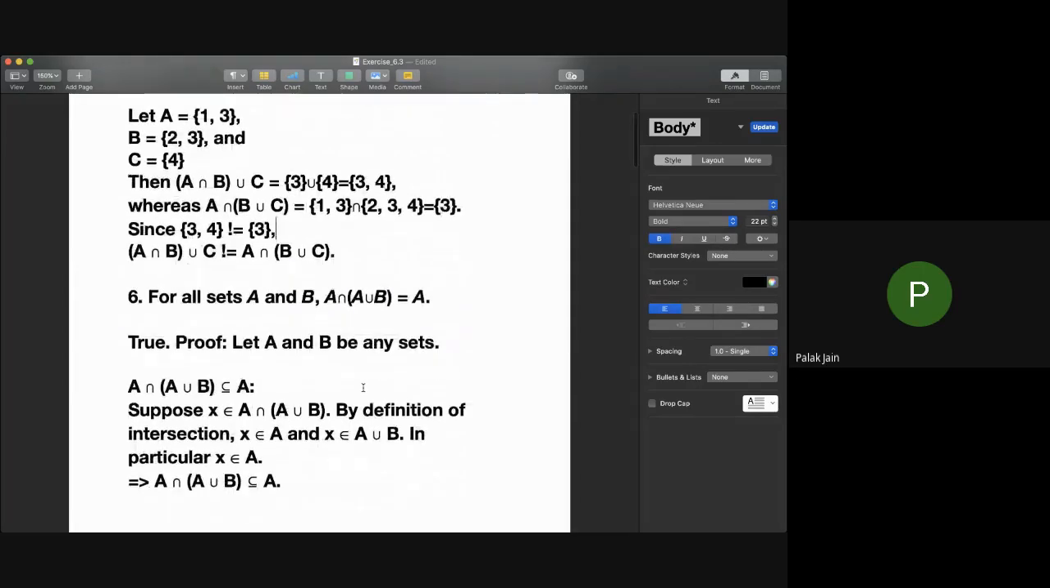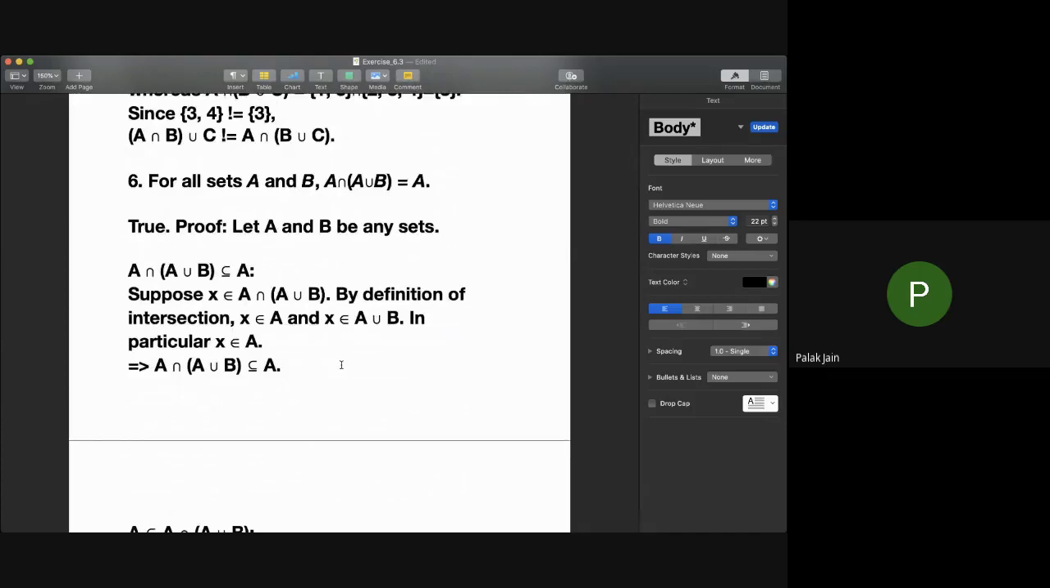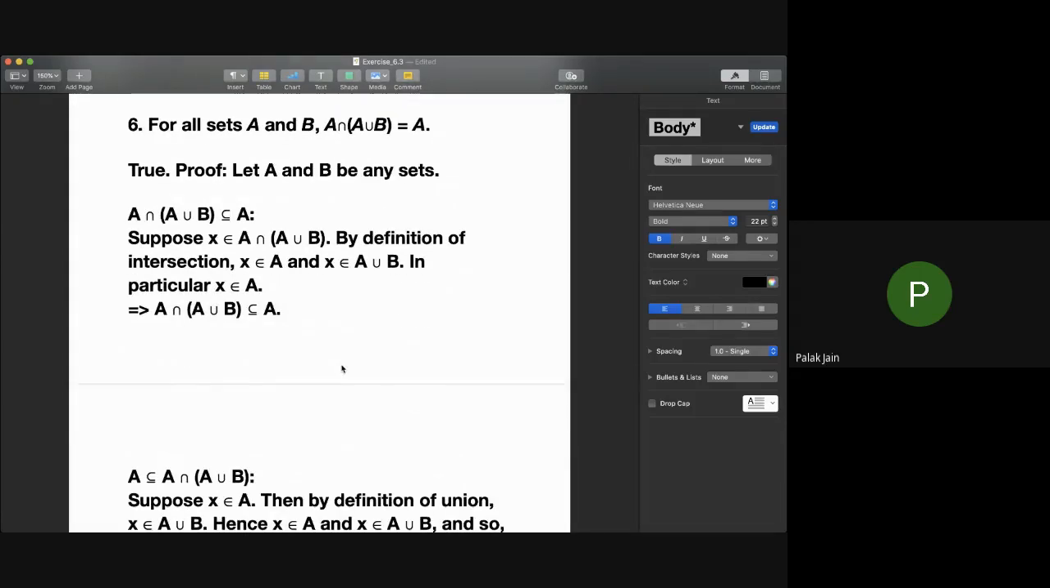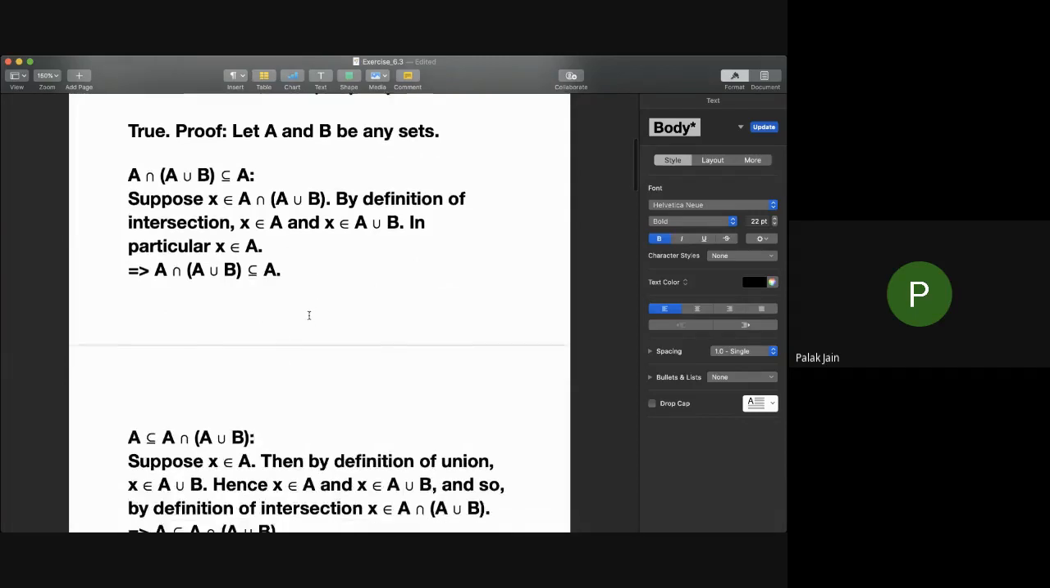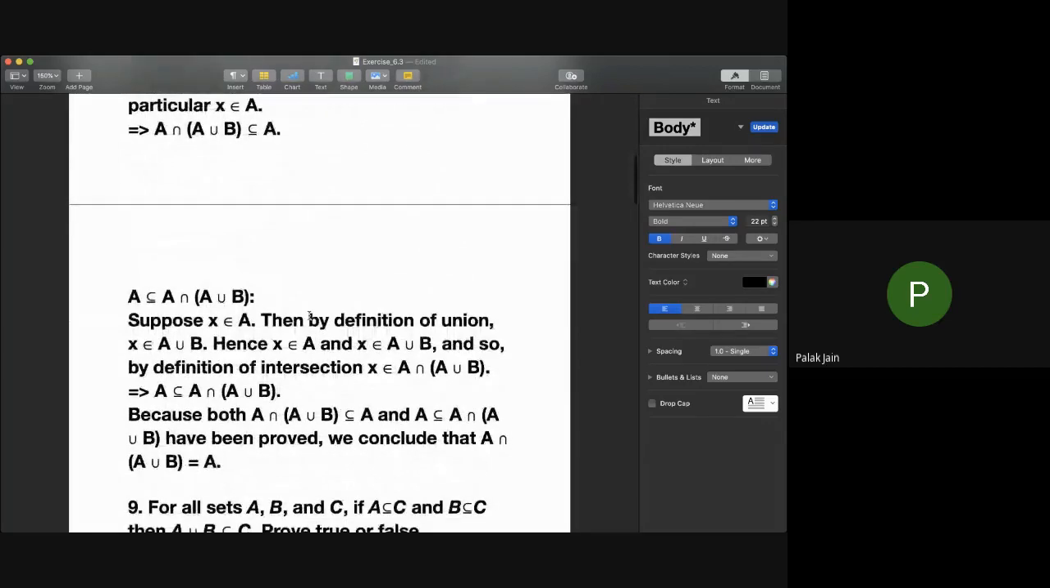Okay, the sixth question. For all sets A and B, A intersection (A union B) is equal to A. So you have to say if this is true or false. This is true, and this is the proof. If A and B are any sets, A intersection (A union B) is a subset of A. So suppose X belongs to A intersection (A union B). By the definition of intersection, X belongs to A as well as X belongs to A union B. So because X belongs to A, you can say that A intersection (A union B) is a subset of A.